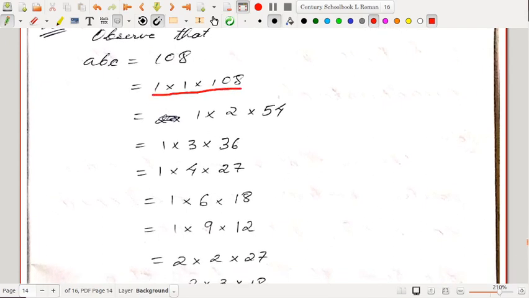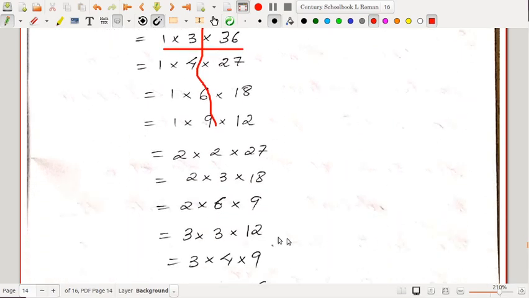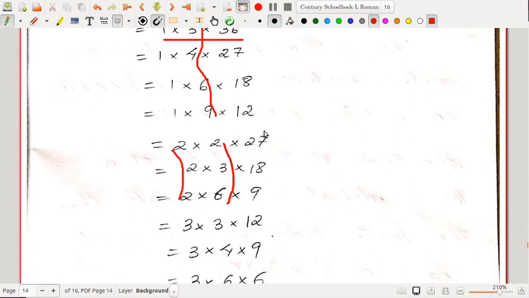108 can be written as 1 into 1 into 108. It can be written as 1 into 2 into 54, 1 into 3 into 36. So what is the process? Keep the first value fixed, keep on increasing the middle value and see how far you can go. Up to 9 you can go. After that there will be repetition. Then you increase the first value, keep it fixed, then keep on increasing the middle coordinate and see how far you can go, right?